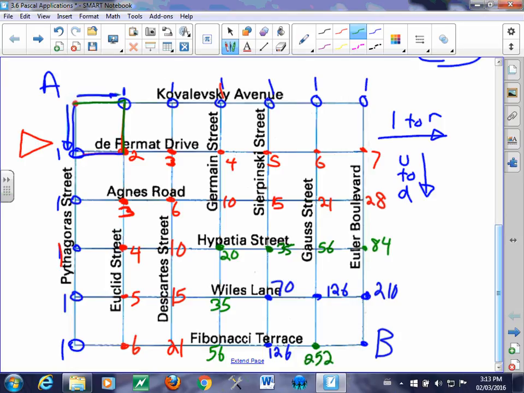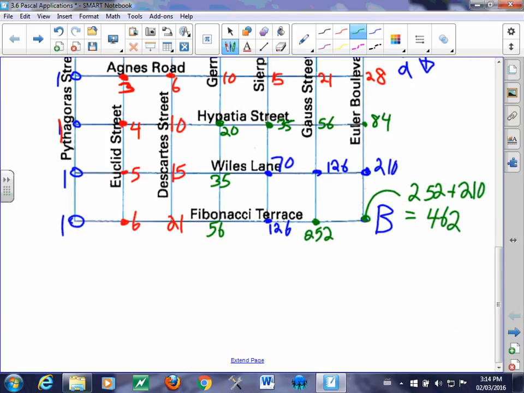So you take 252, folks, and add 210, and you should get an answer of 462. So cool. We say, therefore, there are 462 ways to get from A to B.